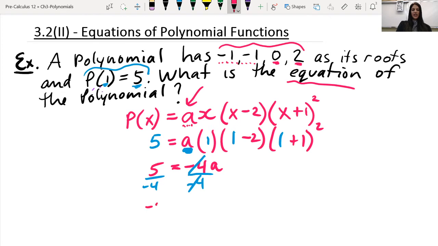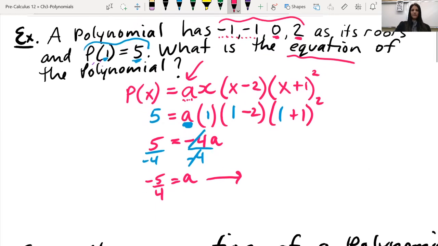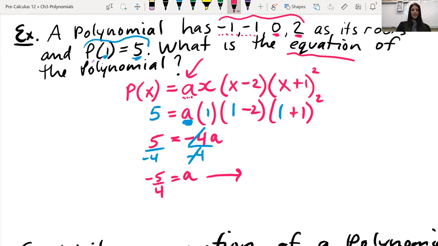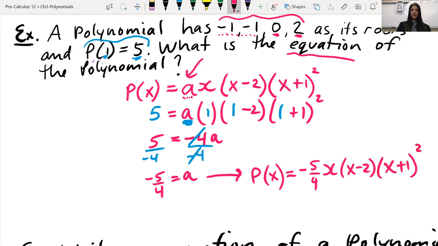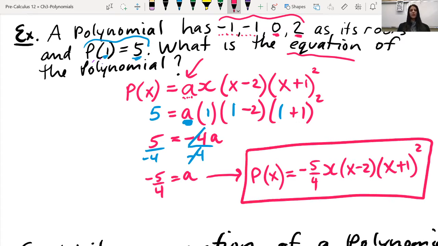So we actually get -5/4 is our a value. And I'm going to just write it beside here to ensure that we do have enough room and you're able to see everything. But basically, to give my answer, I would say p of x equals, and instead of just leaving it as a, I plug in the value we just found, which is -5/4, and then that's going to be x times x minus 2 times x plus 1 squared. And that's going to be our equation or our solution for that one.